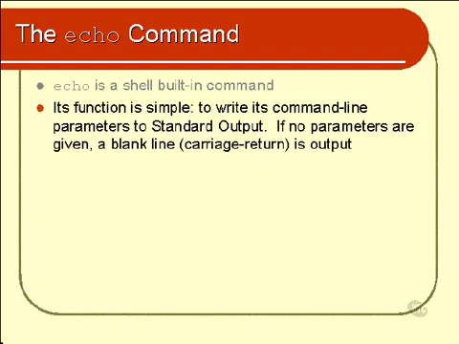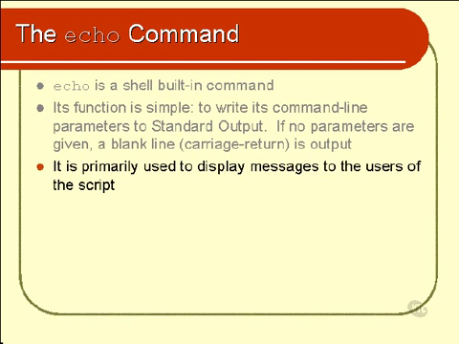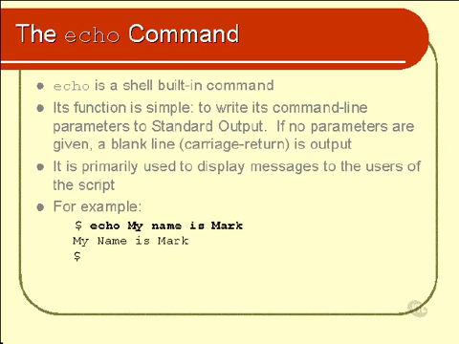Now, why would we use it? What's the point of having it? Well, we primarily use it to display messages to the users of the script. Let's have a look at an example of that. At the dollar prompt we might type in echo, my name is Mark, and then of course the echo program would simply create one line of output called my name is Mark, whereupon it would terminate and the shell would offer you another command prompt.